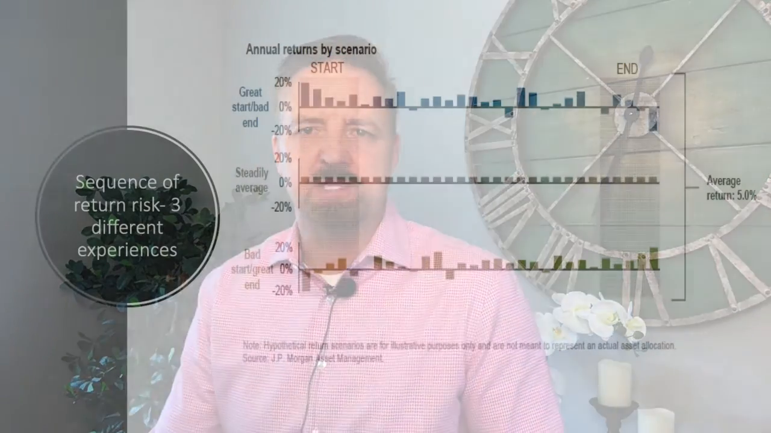So I appreciate that. But let's get into today's topic. It's called sequence of return risk. And as you get closer to retirement or you're in retirement, you absolutely want to know what this risk is and how to address it. There's a lot of different ways to do retirement income planning, and the process that we use mitigates this risk really well. So let's get into what this risk is.